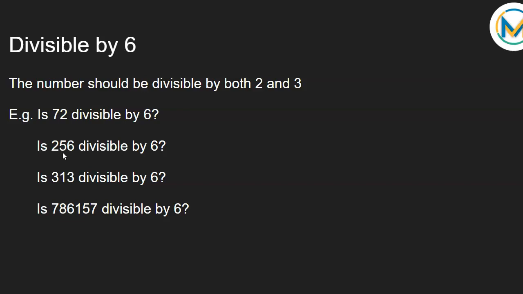Next, 256. Yes, the units place is 6, so it is divisible by 2. Then add the digits. 2 plus 5, 7, 7 plus 6, 13, 13 is not divisible by 3. So 256 is not divisible by 3. Thus the number is not divisible by 6. 313, well, 3 is an odd number, so it is not divisible by 2. Similarly, we have this big number, but it is not divisible by 2 since the units place is not divisible by 2. Okay, so this is the divisibility test for 6.